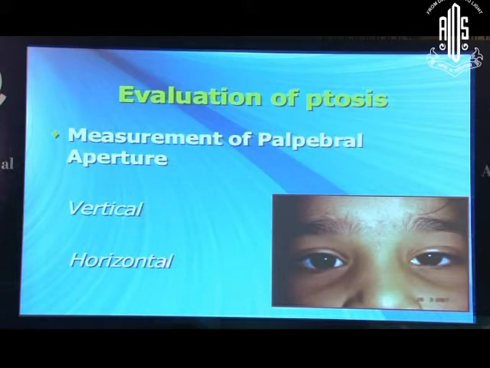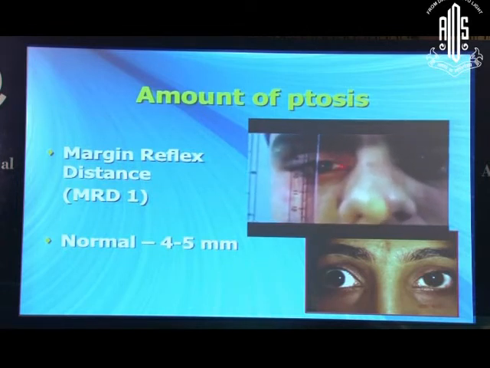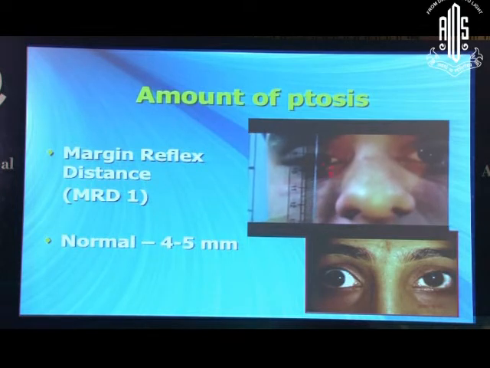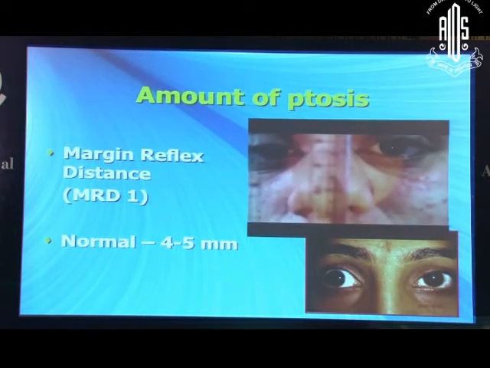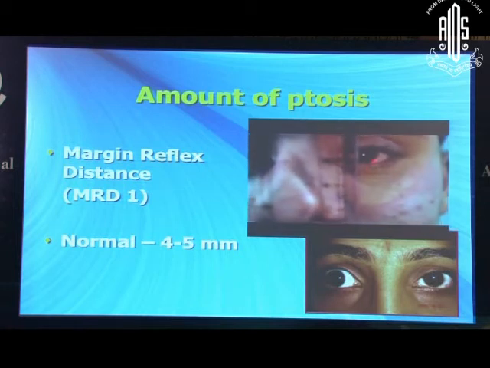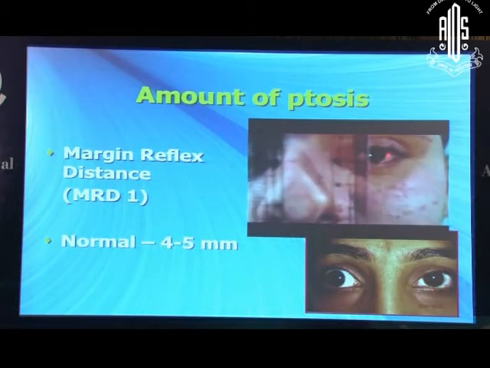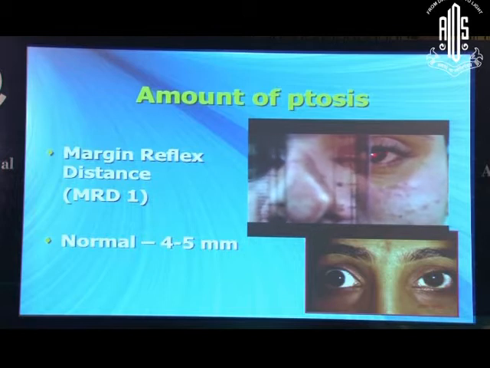You may have horizontal changes in conditions like blepharophimosis syndrome, but the vertical one is important as it gives you the amount of ptosis. So measurement of margin reflex distance is more important than the height of palpebral aperture, as the height of the palpebral aperture may be affected by the altered position of the lower lid as well. So if you measure the margin reflex distance, that is the distance between the position of the reflex with a torch shining from in front and the center of the upper lid margin, that gives you the MRD1.